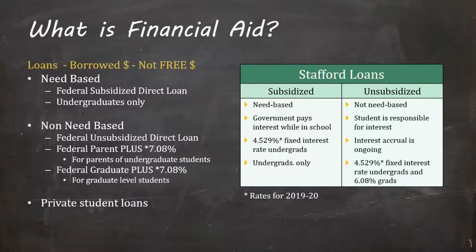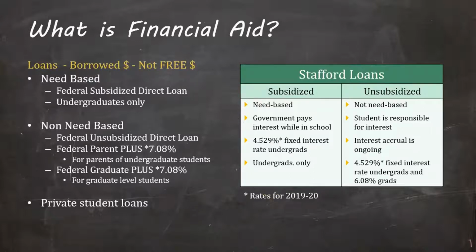Non-need-based loans would include unsubsidized Stafford loans. It would be a Parent Plus loan for an undergraduate student. Also, as a graduate student, you have an option for a Graduate Plus loan. We would always recommend that students borrow the unsubsidized student loans before considering a Parent Plus loan or a Graduate Plus loan. Kind of a loan of last resort.